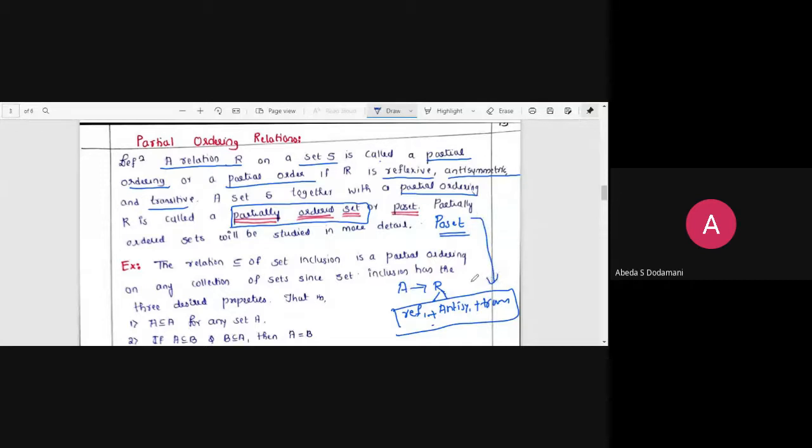Let's see the example. Am I clear? There is no symmetry, but there is anti-symmetric. But there is reflexive and transitive. In an equivalence relation we have symmetric, but when you're talking about partial ordering, instead of symmetric we have anti-symmetric. That is the importance of partial ordering.